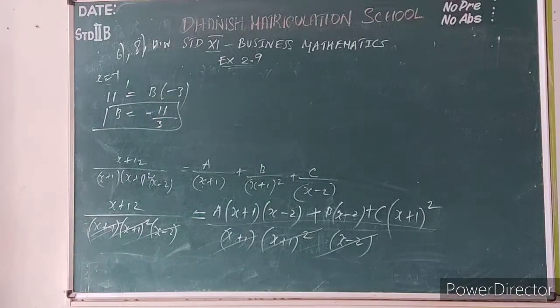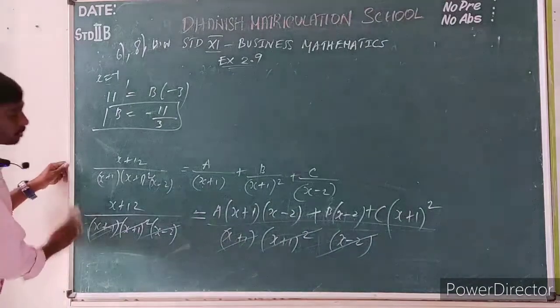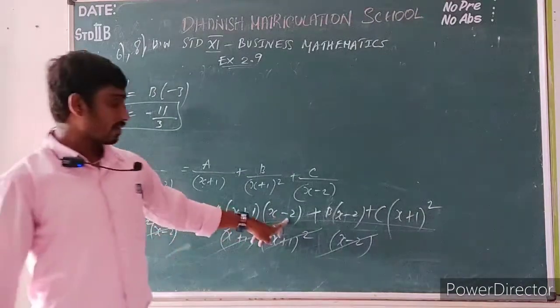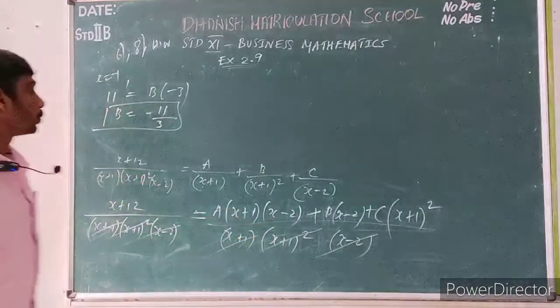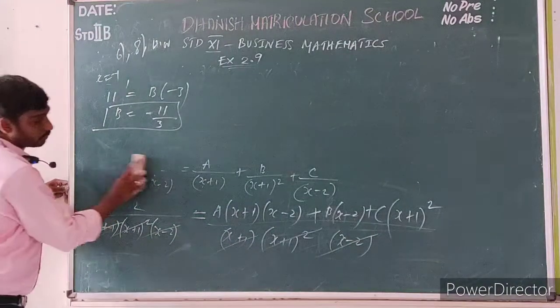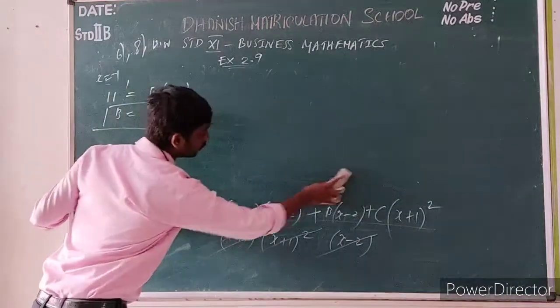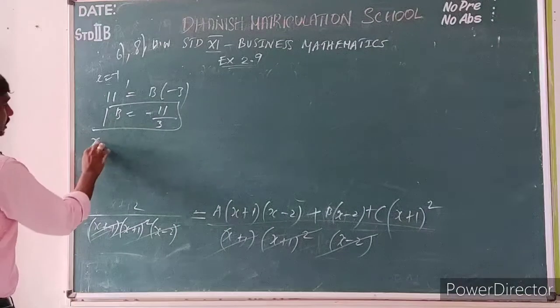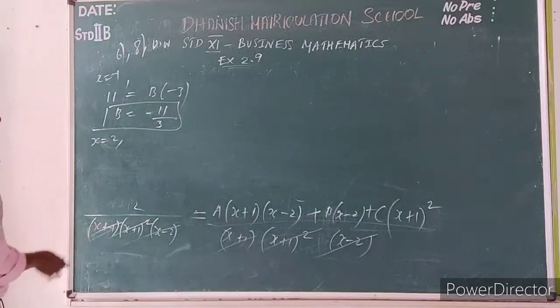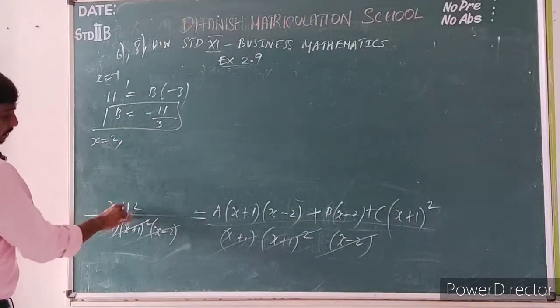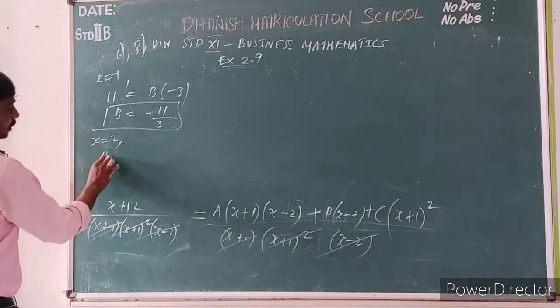The next value we are going to substitute. What is the value we are going to substitute here? x is equal to, here we are having minus 2, so x is equal to 2. Now I am going to substitute the value x is equal to 2 here. In this equation, what is the value we get here? x plus 12, that is 2 plus 12, that is 14 equal to.